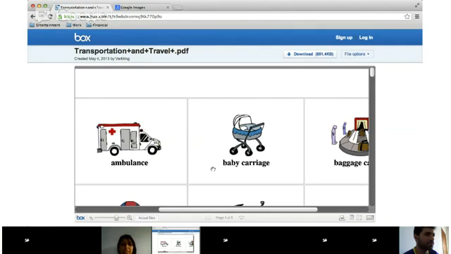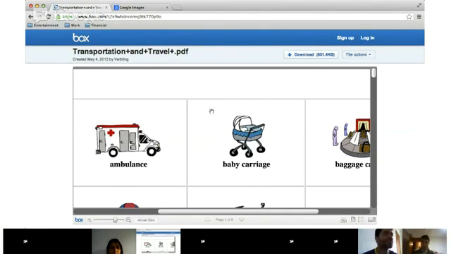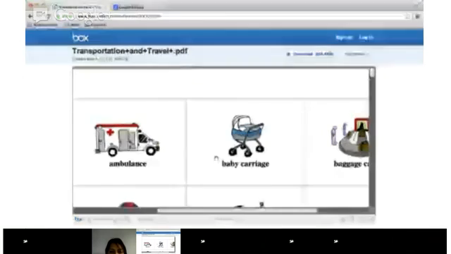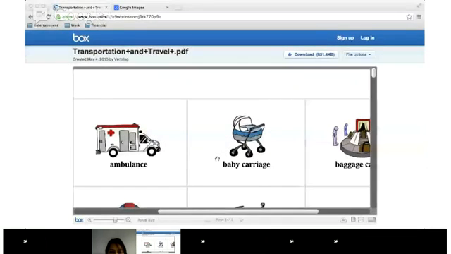What is this here? There is a baby carriage. Okay, a baby carriage. Good. And what does a baby carriage do? Transport babies. Yeah. You can put a baby in the carriage and walk it around.